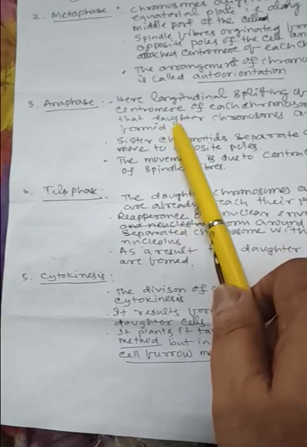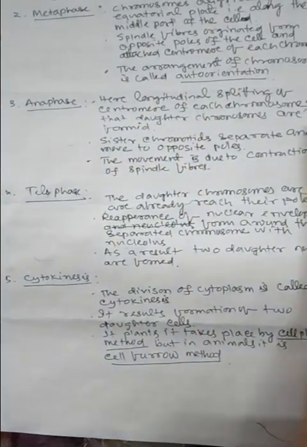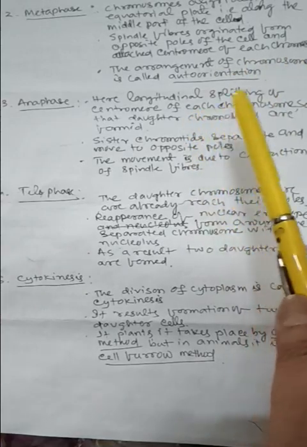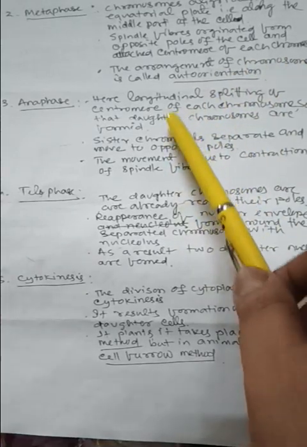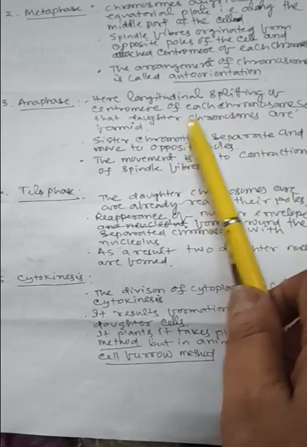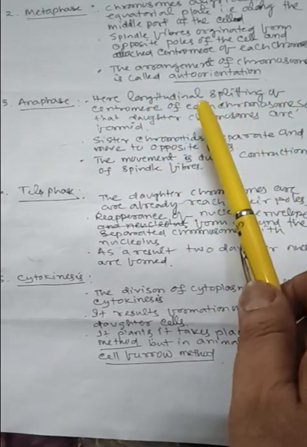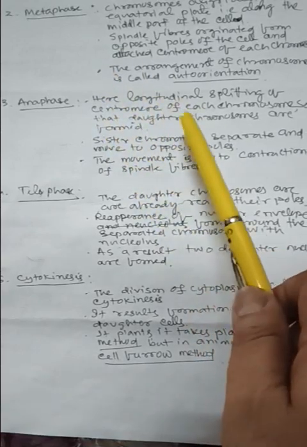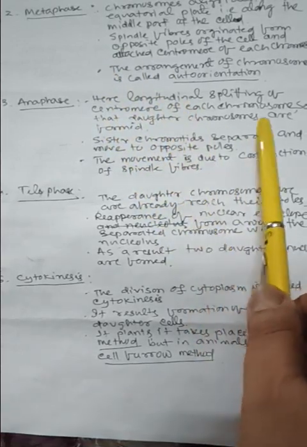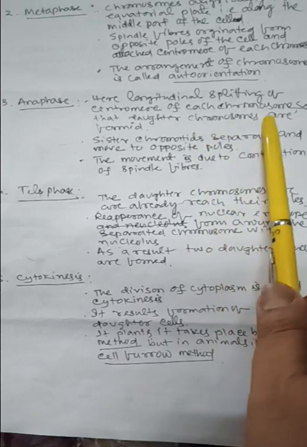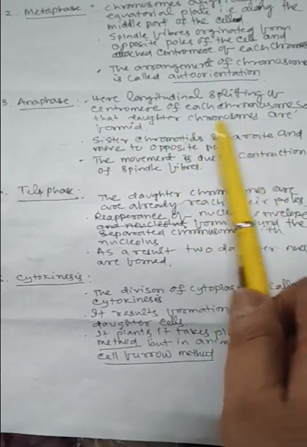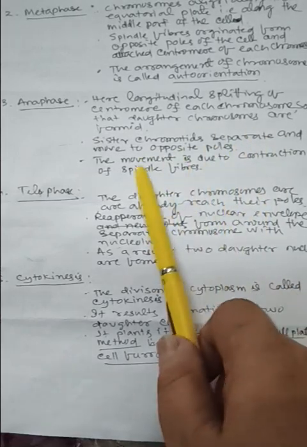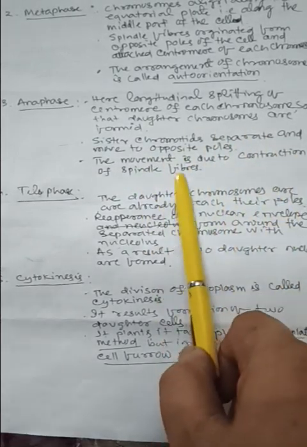Then anaphase. Anaphase means separation. The chromosomes move to opposite poles due to contraction of the spindle fibers. Here, longitudinal splitting occurs: the centromere divides, and each chromosome divides into two daughter chromosomes. Sister chromatids separate and move to opposite poles. The movement is due to contraction of the spindle fibers.